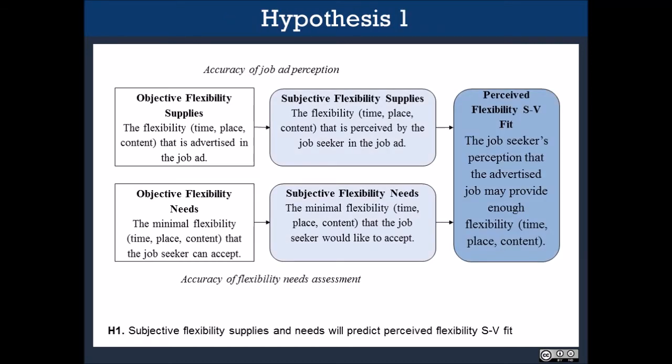So as I said, the first hypothesis would be to predict perceived fit based on subjective supplies and subjective needs. So this is the prerequisite condition, because if this hypothesis does not work, I cannot go further in developing this algorithm. So we need to be able to predict perceived fit with the needs and the supplies as perceived by the individual.